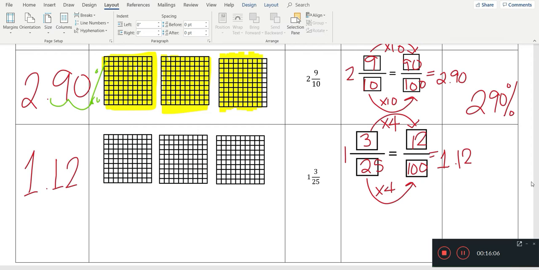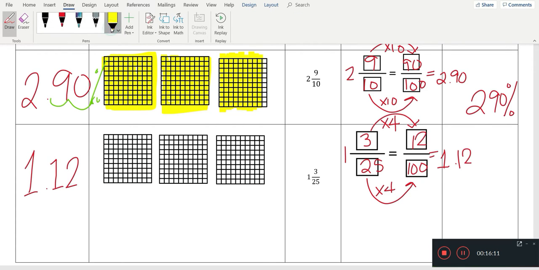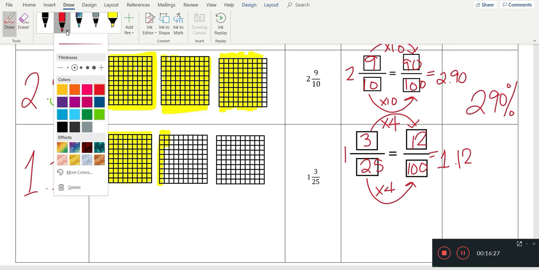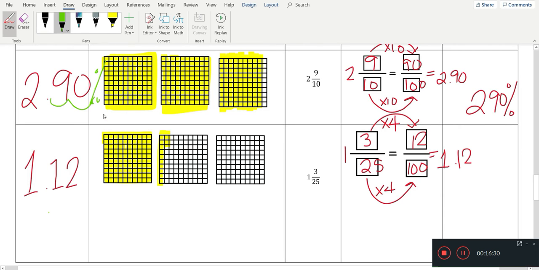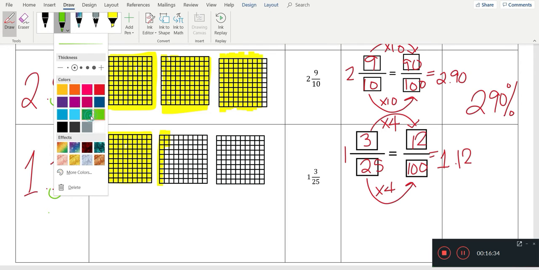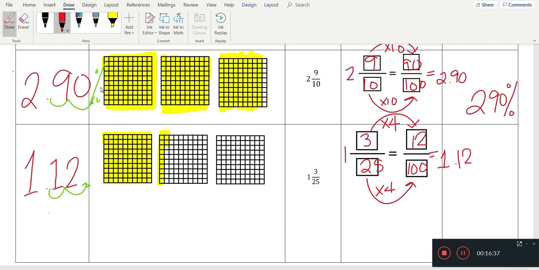Okay. So we're going now to shade 1 whole and 12. So 10 and 12. Okay. So we're going now to convert that into percent. Move the decimal twice to the right. So 1, 2. So we have now here 112%. Okay.